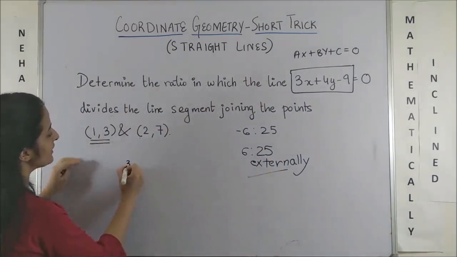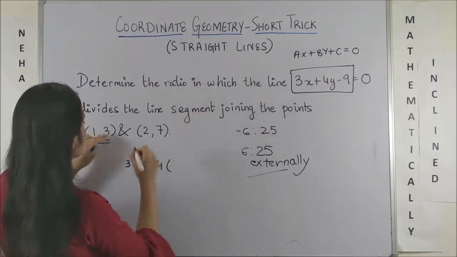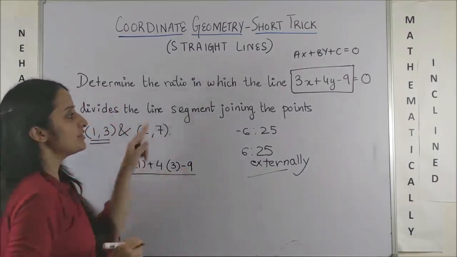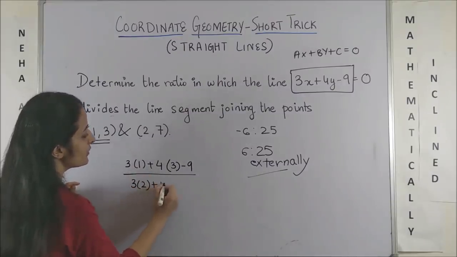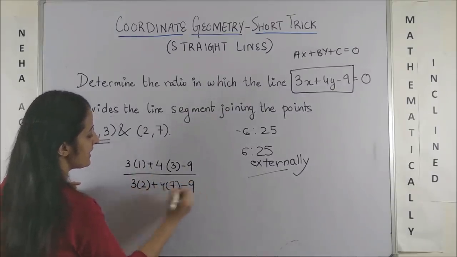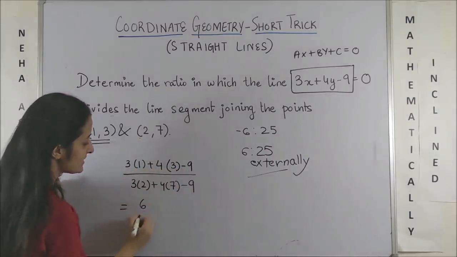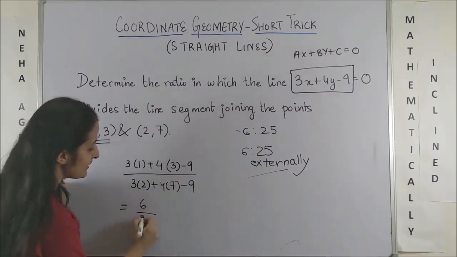So this would be 3. In place of x I put 1 plus 4, in place of y I put 3 minus 9 upon. Now the second point goes. So 3 into 2 plus 4 into 7 minus 9. On solving this, you get 3 plus 12 minus 9, that's a 6. And 6 plus 28, that's a 34 minus 9, 25.